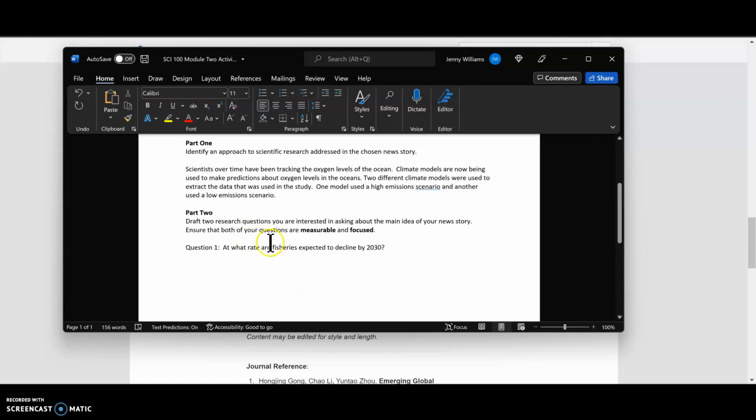So for instance, I might even want to refine this a little bit more. At what rate are the cod fisheries expected to decline? So that's more focused instead of just fisheries, because there's a lot of different fish out there. And an experimental design would work for this, right? I could go to the cod fisheries and I could perform research to see how many cod we currently have, as well as, at what rate are they dying off each year from suffocation.